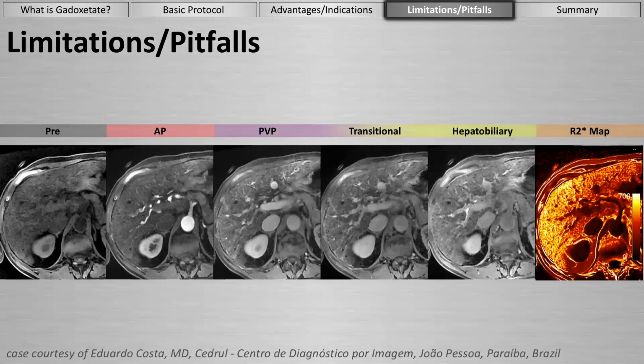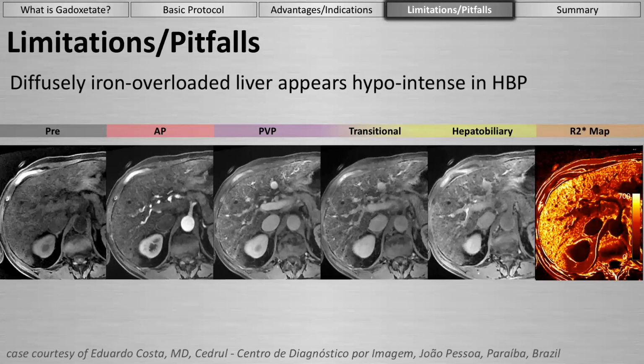So the problem when you have iron overload is not that the liver cells can't take up the gadoxetate, it's that the R2 star, the iron in the liver, causes so much signal loss that whatever signal you gain from the gadoxetate, you lose because of the iron overload. So the liver is functioning just fine, but the liver looks dark because of the iron in the liver cells.